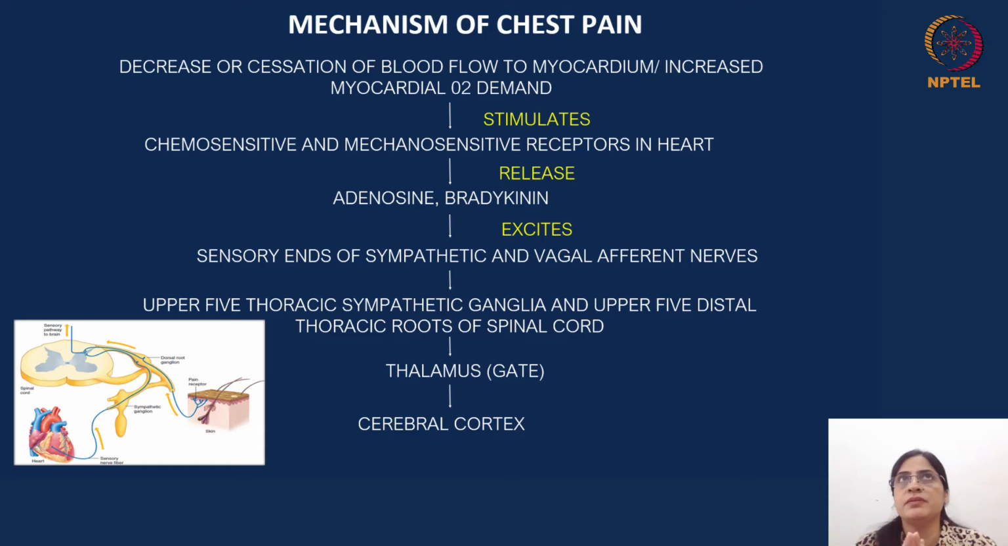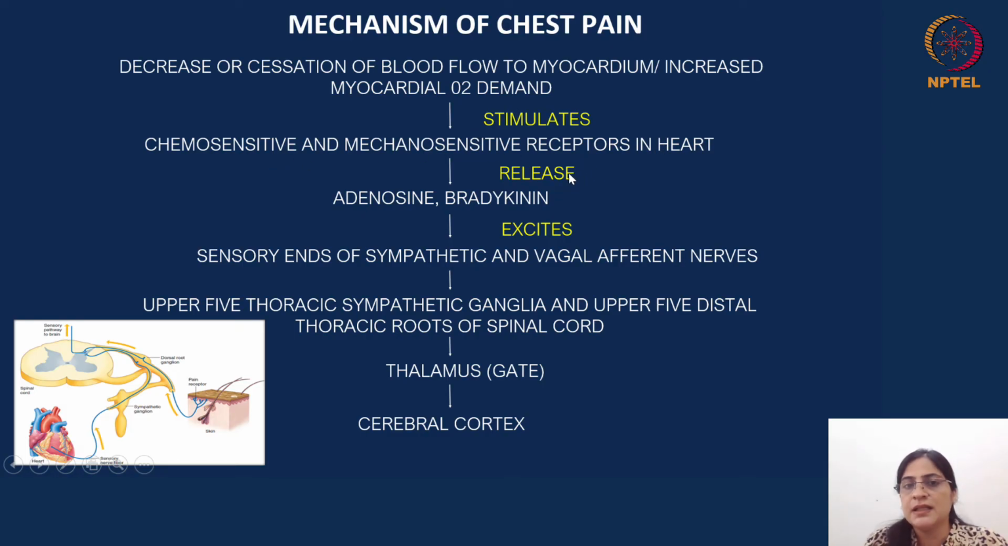So after talking about angina pectoris and myocardial infarction, now we know what these diseases are and what the pathophysiology is. We must know the pathway of cardiac chest pain, how the pain originates from the myocardium, and how it reaches the cerebral cortex so the patient feels the chest pain. So what happens? There is a decrease or stoppage of blood flow to the myocardium, or there is increased myocardial oxygen demand. This will stimulate the chemosensitive and mechanosensitive receptors in the heart.